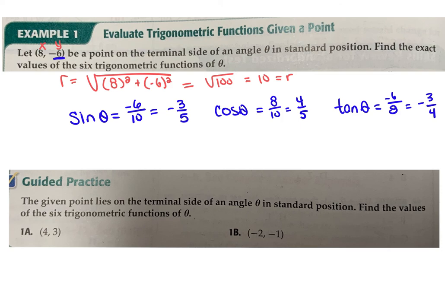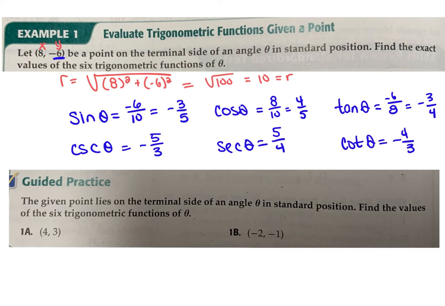They want all 6. Cosecant. If my sine is negative 3/5, my cosecant is going to be negative 5/3. Reciprocate it. Secant. If my cosine is 4/5, my secant is 5/4. Cotangent. If my tangent is negative 3/4, my cotangent is negative 4/3. Just reciprocate them. Easy enough. Okay? Does this make sense? All right, let's think about this. Where is your point 8, negative 6? What quadrant is the point 8, negative 6 in?